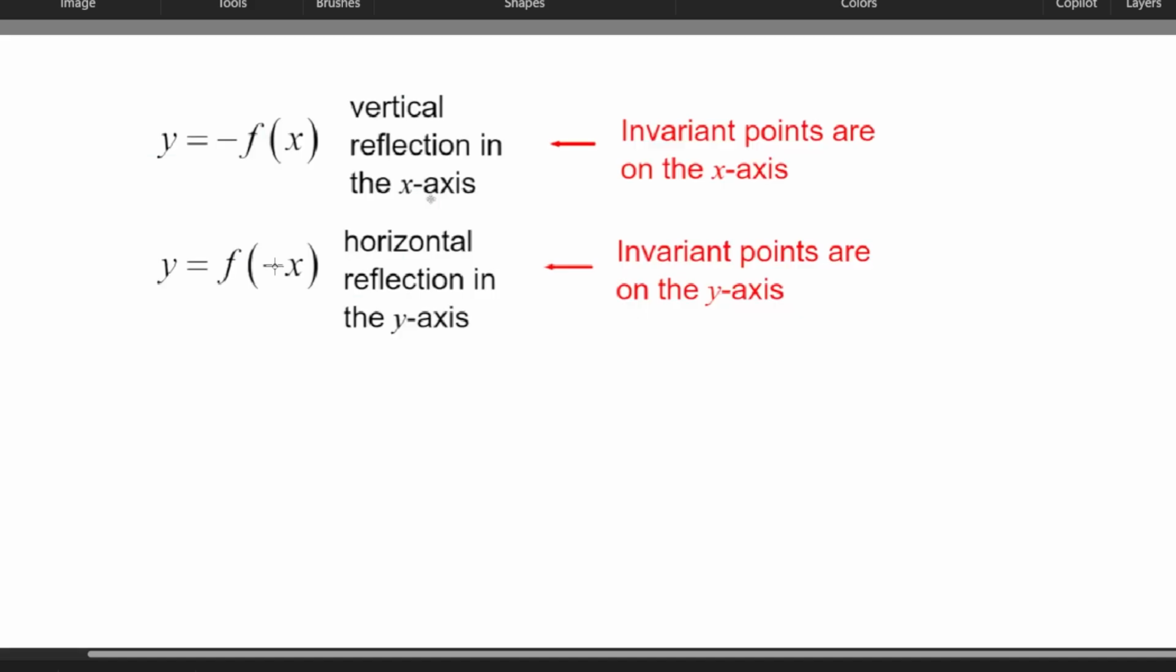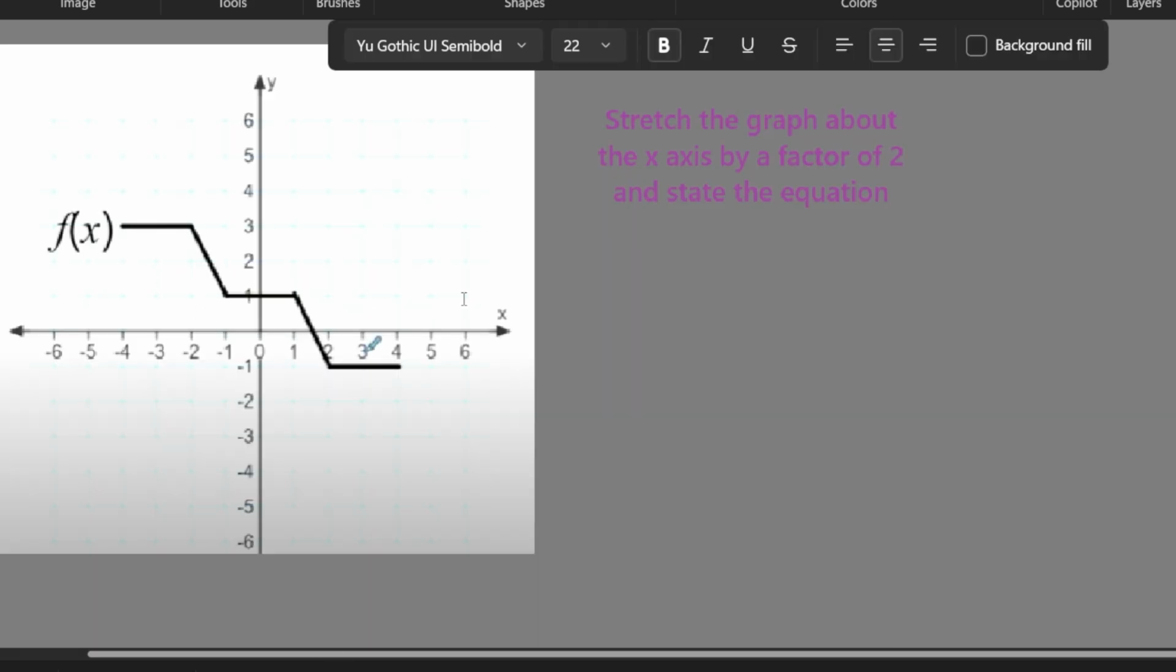Or you can choose to remember it like this. If your x values are being affected, it's being reflected in the y-axis because the y is different from x. But if you remember mine, it'll make these questions so you instantly know what to do, because it's telling you to stretch the graph about the x-axis. So that means the y values will be affected. If you link it back to my explanation, it's just the opposite of what I am saying.